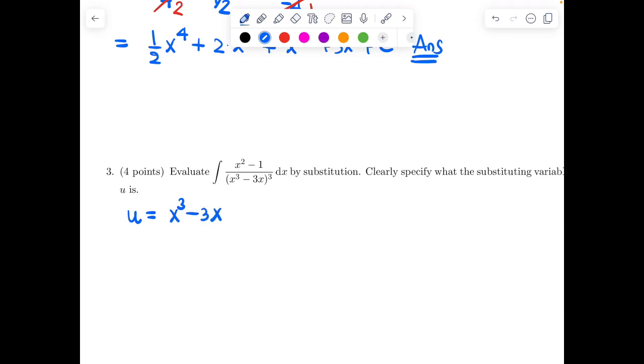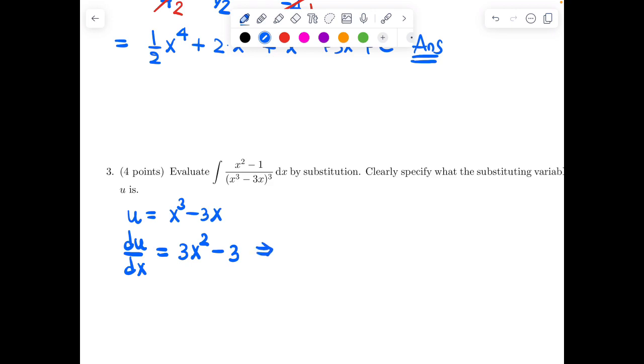I would say this is a good choice because when you differentiate x to the power 3, you get x to the power 2. The power is reduced by 1, and you see that on the top, there's x squared there. Maybe it will cancel out. Okay, and then you differentiate. 3 comes down, x to the power 2. The second term, you see that it's only 3.